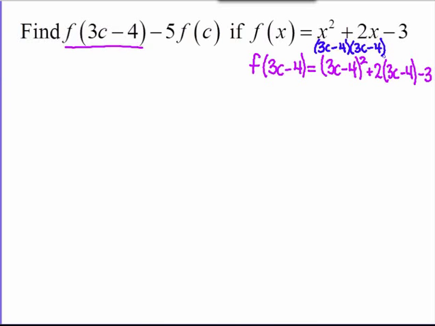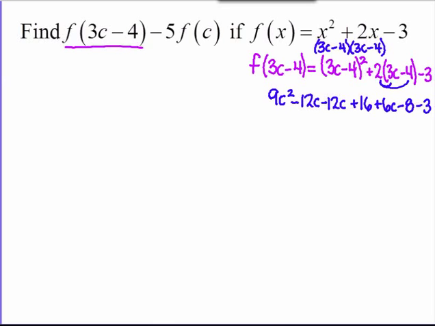Remember what we do? FOIL. Yeah, so that's going to be a long one. So 3c minus 4 times 3c minus 4, which is 9c squared minus 12c minus 12c plus 16. And then we're going to get to this one right here, which is 6c minus 8, and then minus 3. So let's combine like terms.